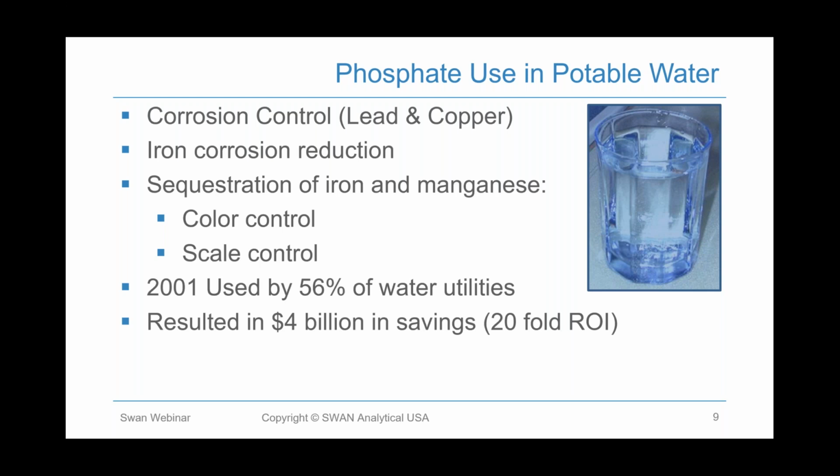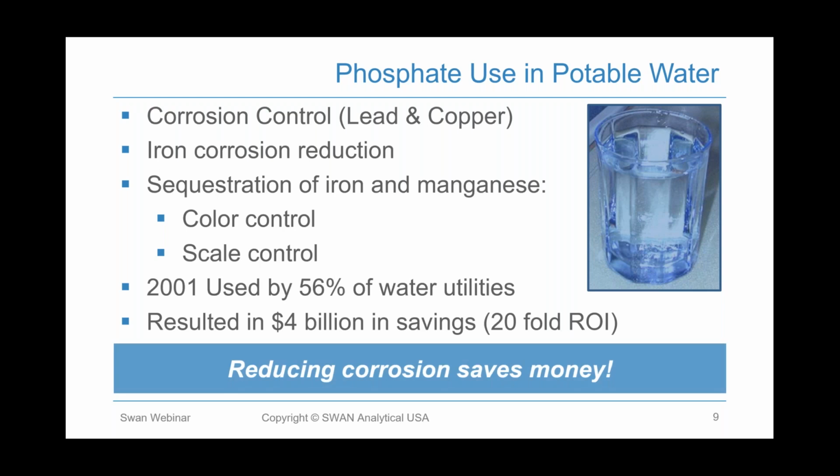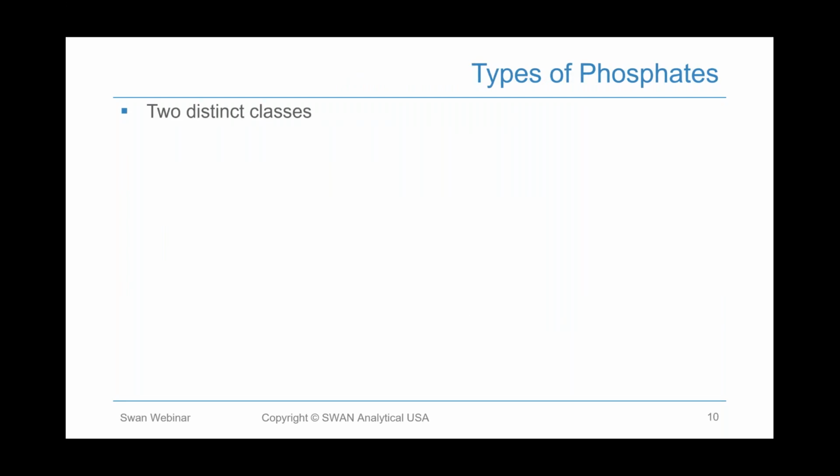So this is the key thing to remember about phosphate controls. It's not very expensive compared to what it can do for us. And reducing corrosion not only keeps us in line with our lead and copper rule, it saves us big stuff down the road. So this is definitely a preventative method, and can save us from having to do some very serious heavy lifting later when it comes to our distribution system.